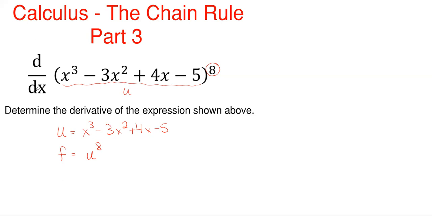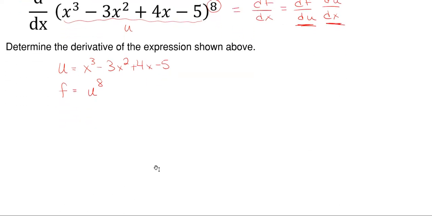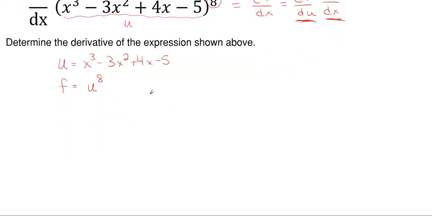So this whole derivative will become df dx. In order to utilize the chain rule, it's going to be df du times du dx. So we have to find the derivative of f with respect to u, and then the derivative of u with respect to the x variable. So let's go ahead and find those real quick.